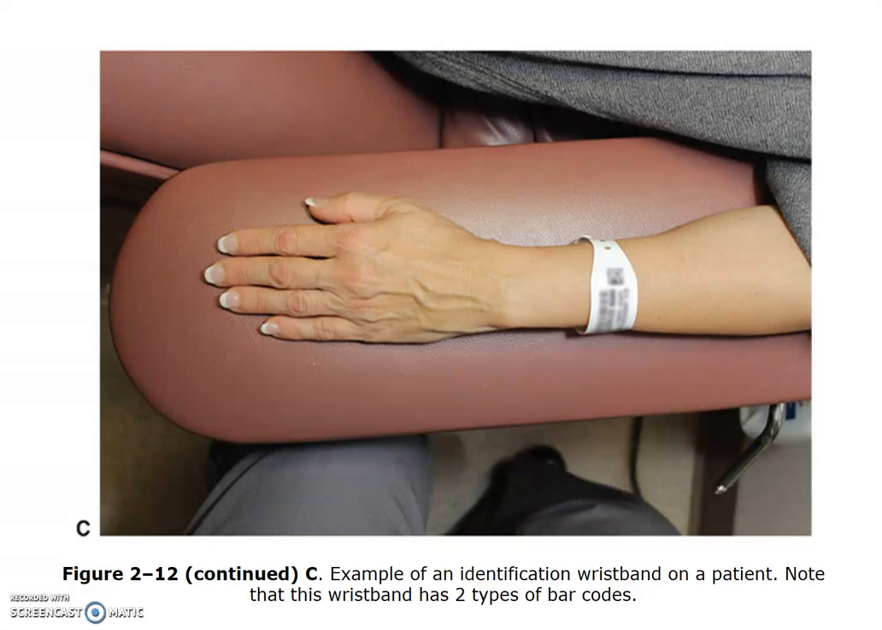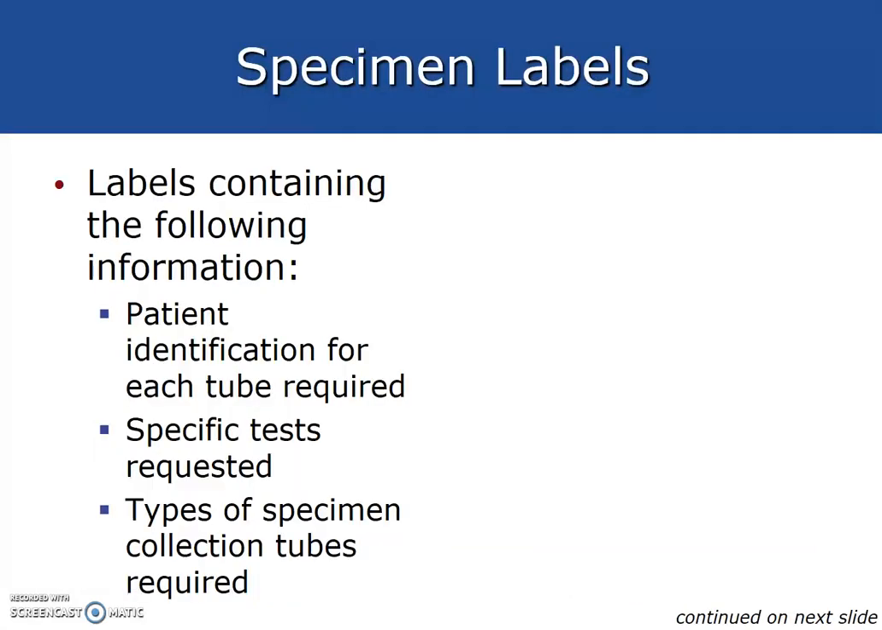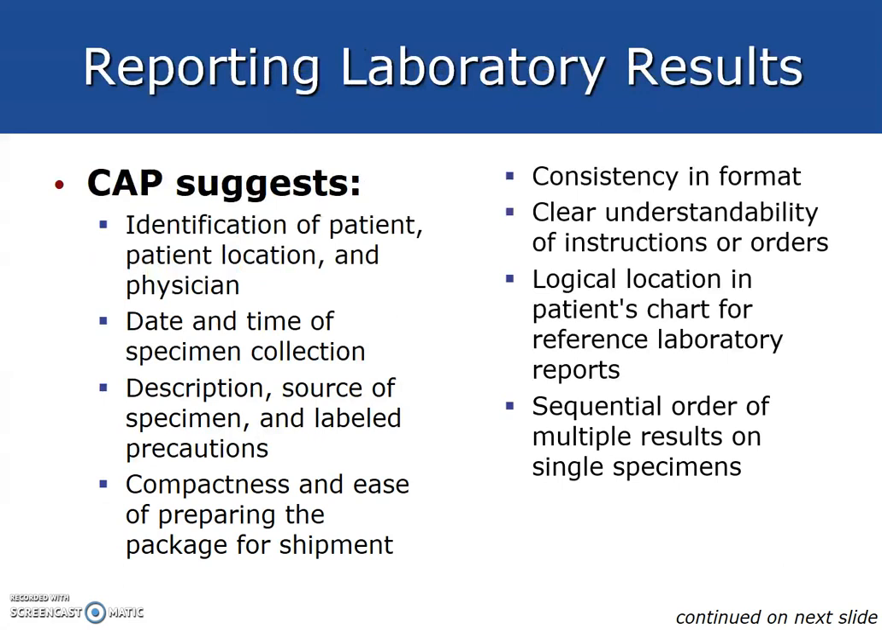The example identification wristband on a patient. Note that the wristband has 2 types of barcodes. This concludes Chapter 2, Part 1. Please review Chapter 2, Part 2 to finish this slideshow.